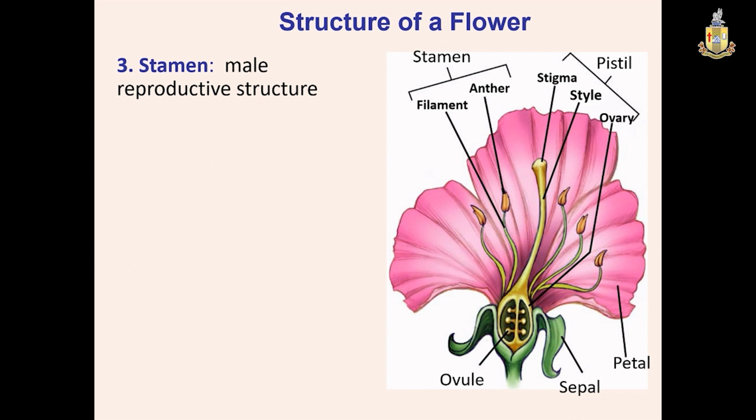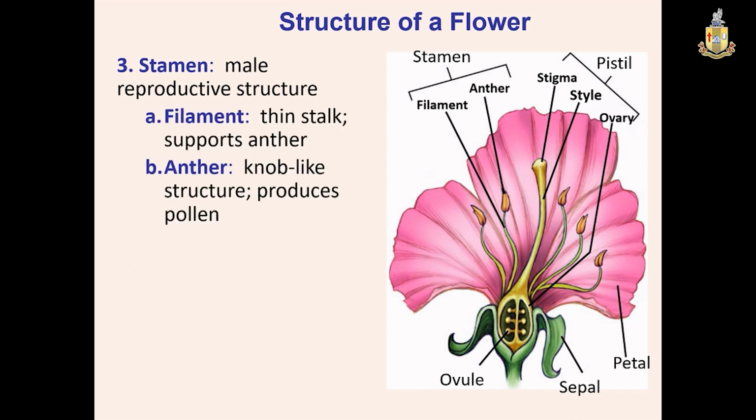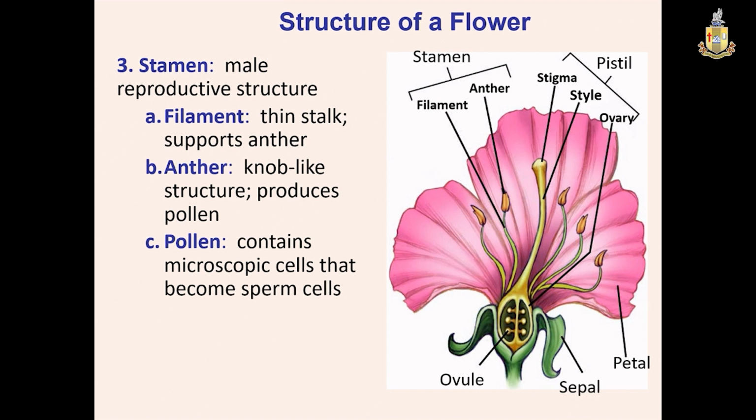Stamen. Stamen is the male reproductive structure. The stamen consists of filament, anther and pollen. See, this is the structure of filament and this is anther. The thin stalk supports the anther, and the knob-like structure produces the pollen, and the pollen contains the microscopic cells that become sperm cells.